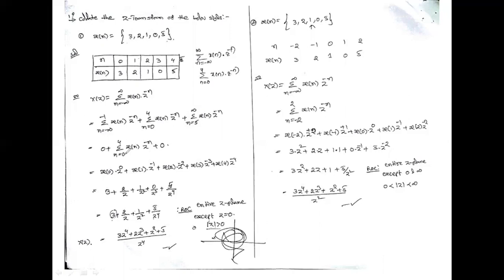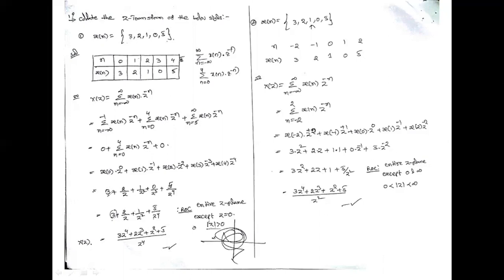So in between, when n is equal to 0 to 4, x of n z power minus n. Expand this. When n is equal to 0, it becomes x of 0 into z power 0, x of 1 z power minus 1, x of 2 z power minus 2, x of 3 z power minus 3, and x of 4 z power minus 4. We already know the given sequence x of 0, 1, 2, 3, and 4 values are 3, 2, 1, 0, 5. Substitute here.